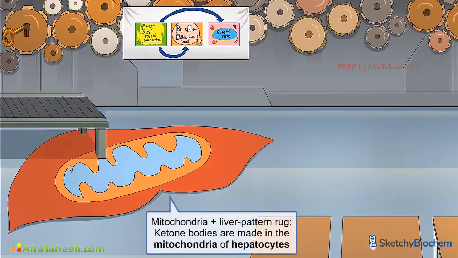Wow, that's gotta be like the 5th mitochondria and liver rug I've seen today. Okay, not really, but at least it will remind you that ketone bodies are made in the mitochondria of hepatocytes.